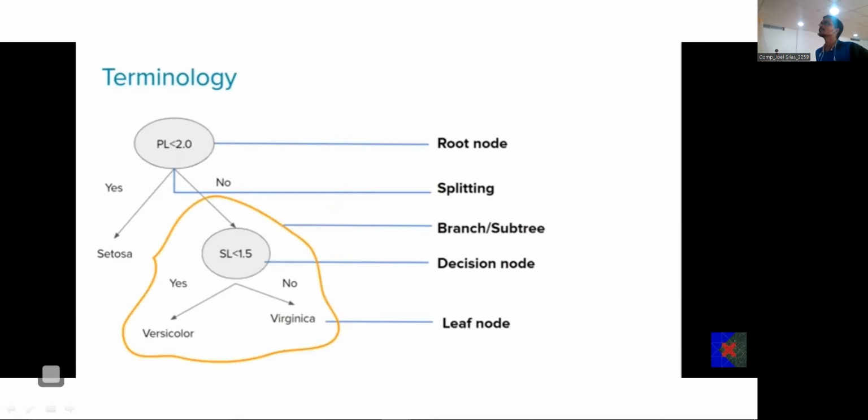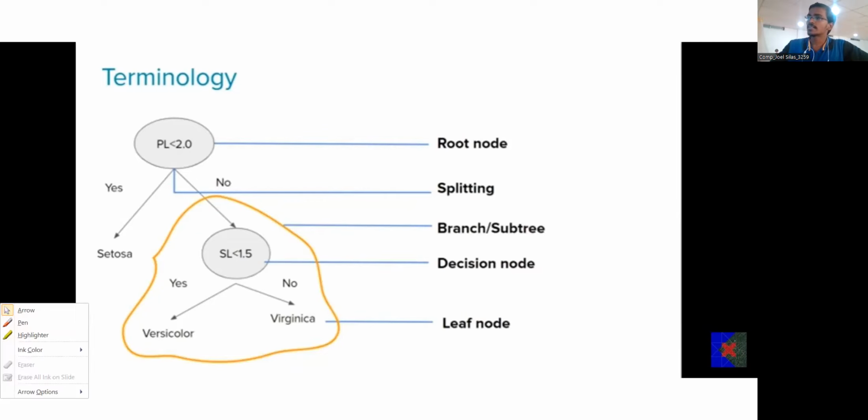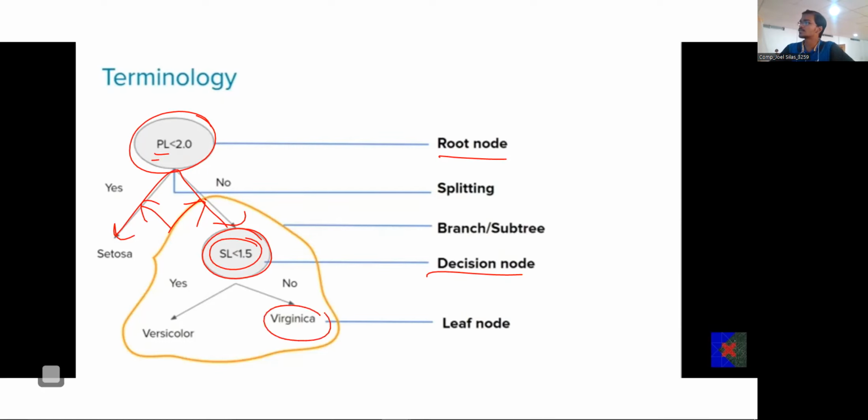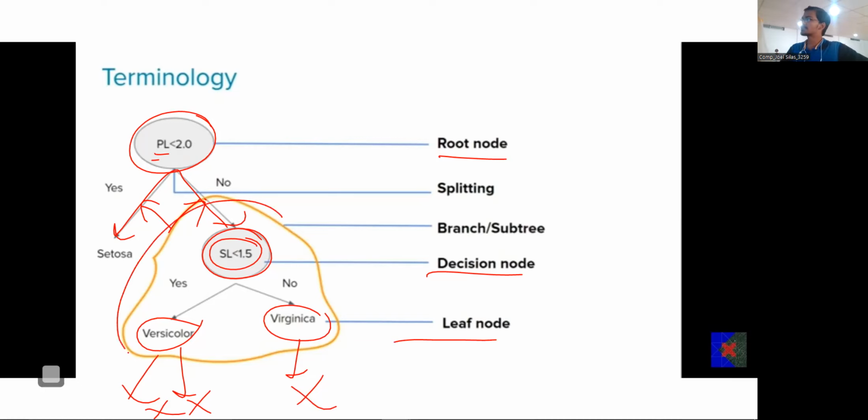Now certain terminology. When we construct the decision tree, the first node which contains some feature is called the root node. And what we are going to do here is called splitting. Then this is the branch, or you can say stem. Then we have decision nodes. Decision nodes means you're taking a certain decision here, whether sepal length is less than 1.5 or not. And then finally, these nodes, which have no further splitting, that means no further child nodes, are the leaf nodes. And this highlighted subpart of the entire tree is called a subtree.